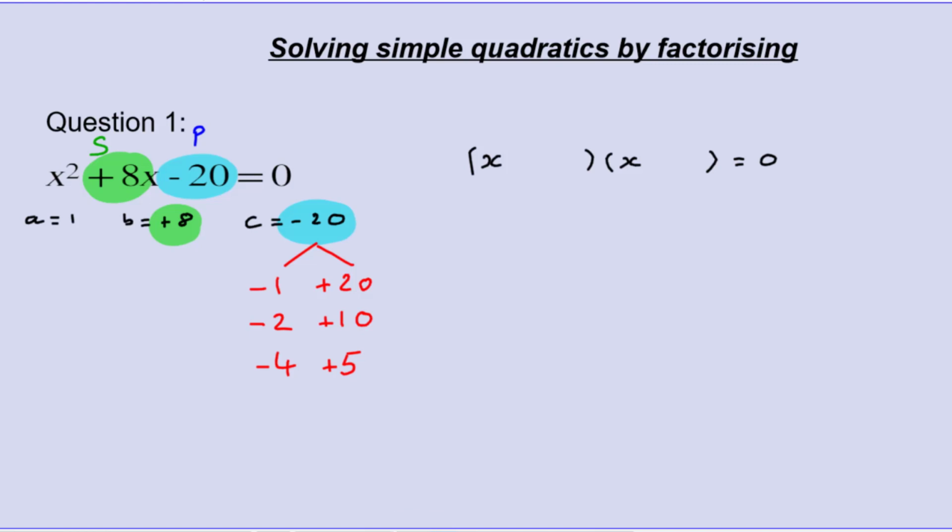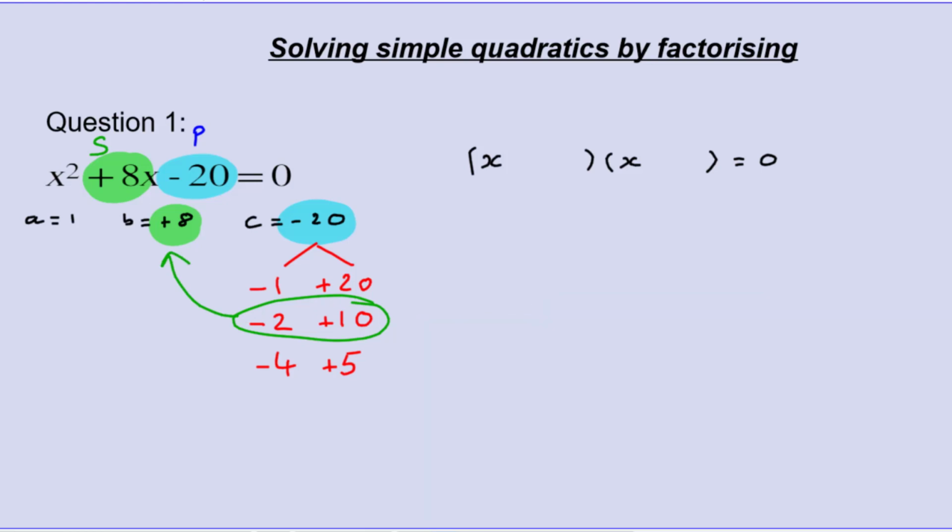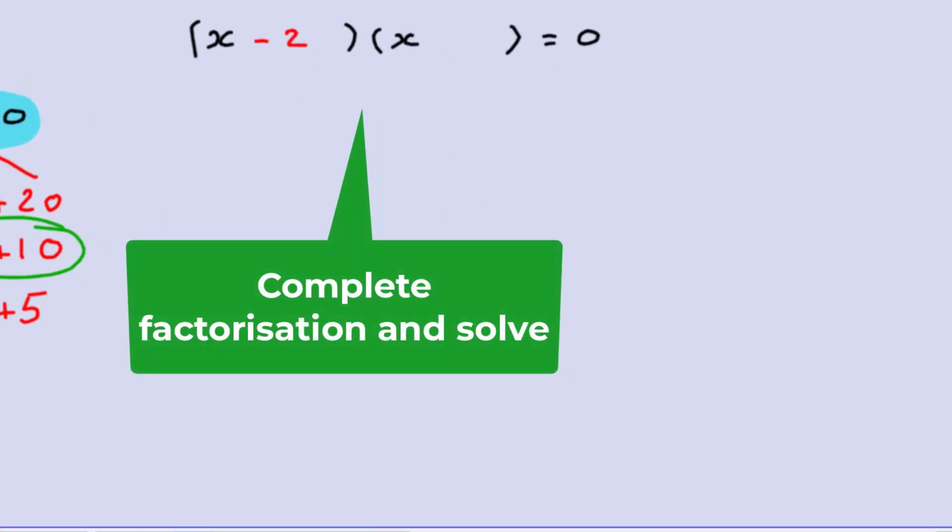Of course the sum is going to be different, so we need to find which 2 factors will give us a sum of plus 8. In other words, we're looking for the matching factors. In this case, minus 2 and 10. So 10 plus minus 2 is plus 8, and 10 times minus 2 is minus 20. And we found our 2 matching factors, which we can now use to complete the factorization and start solving our quadratic. So we're going to have x minus 2 times x plus 10 equals 0.